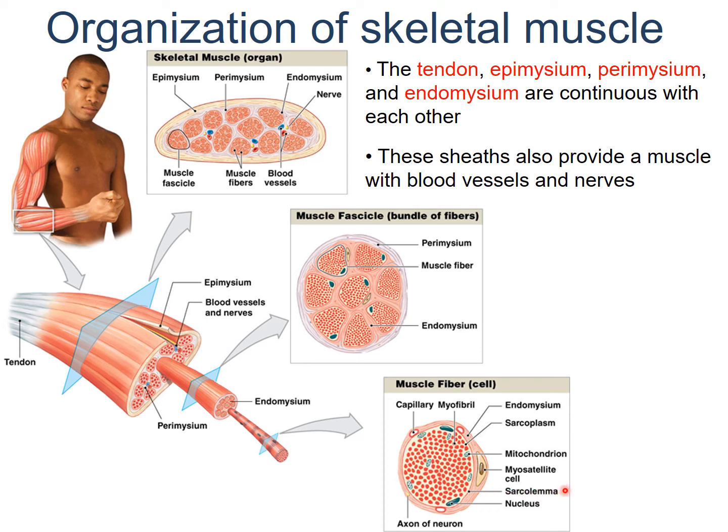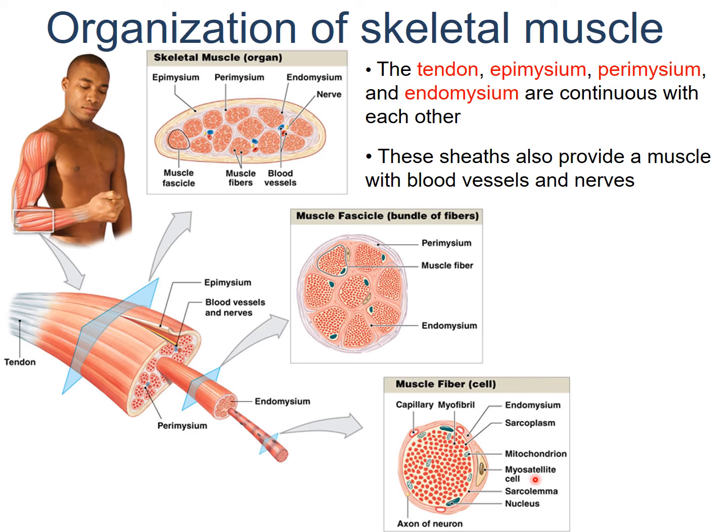We've also got a sarcolemma. Remember, that was one of our new terms. That's just a plasma membrane, nothing super special. Sarcoplasm is just another name for cytoplasm. The myosatellite cell, we will talk about that in another video. That has to do with development. It's not really relevant at this moment in time, so we're just going to set myosatellite cells aside for the time being, okay?